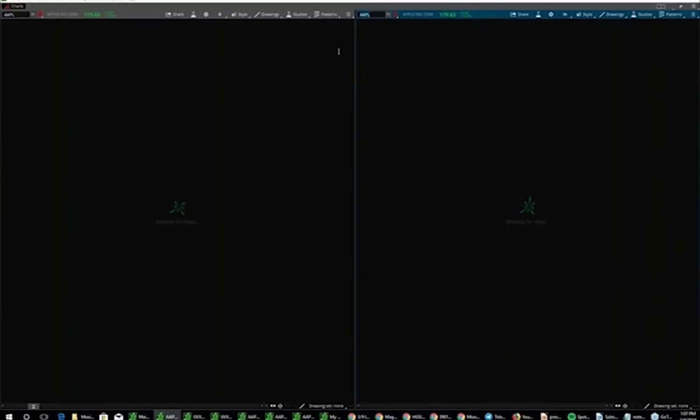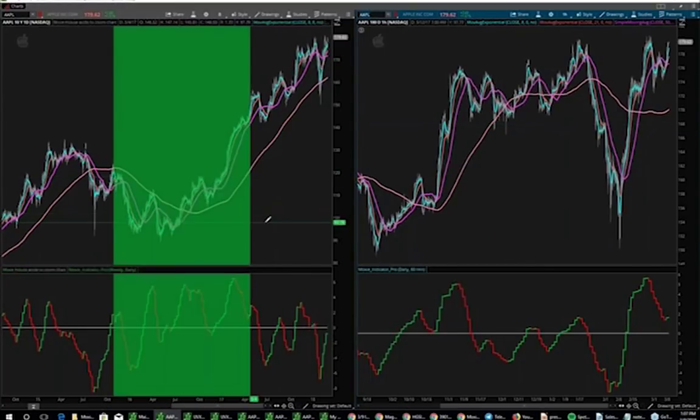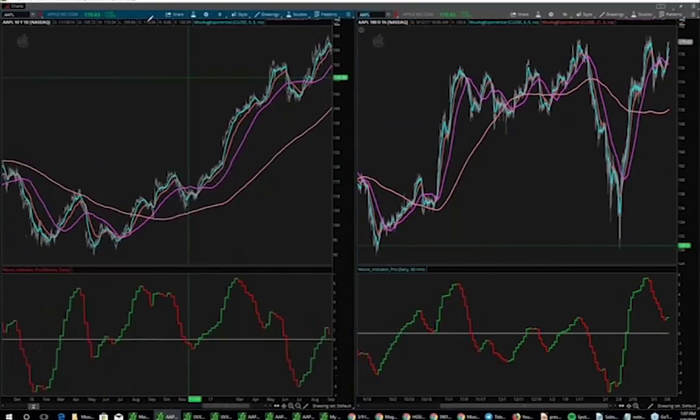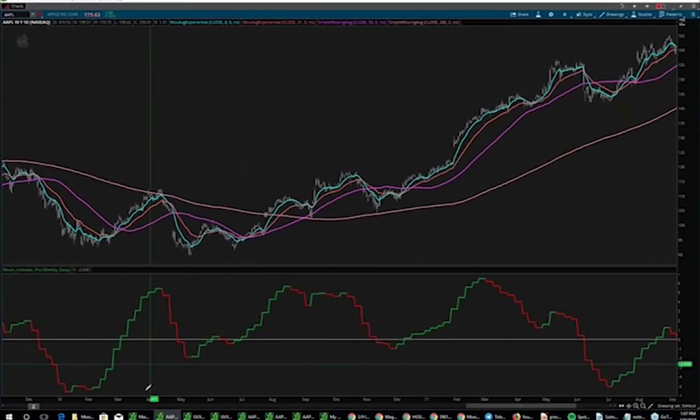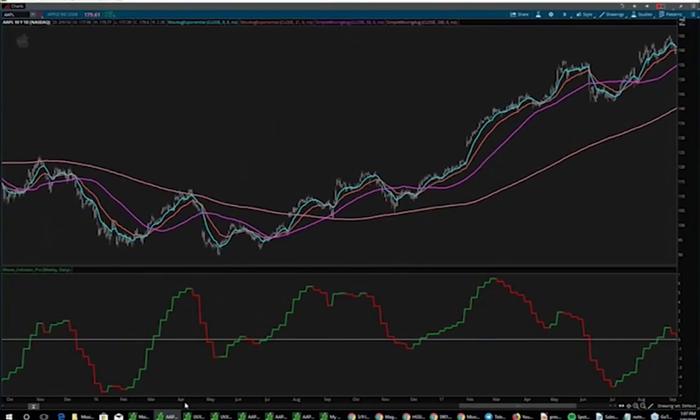How about Apple? Now, this one's fun. I'm going to go back a little ways because I want to show some stuff for the investors. People who are a little bit longer term, maybe they don't use the hourly chart, maybe they just do monthly, weekly, something like that. So let's walk this through. Just read it like a book.